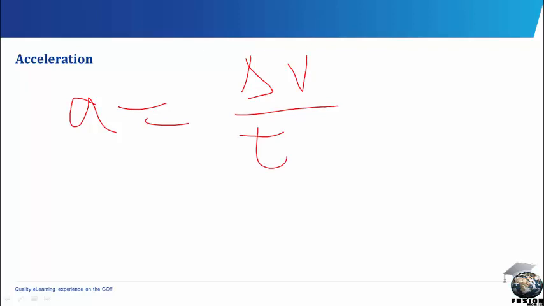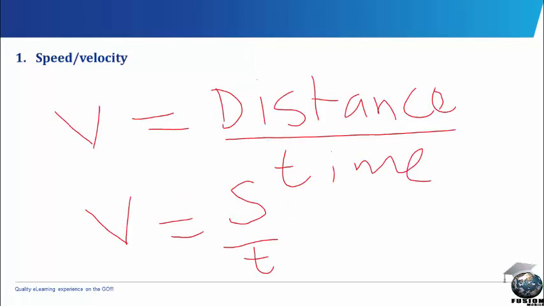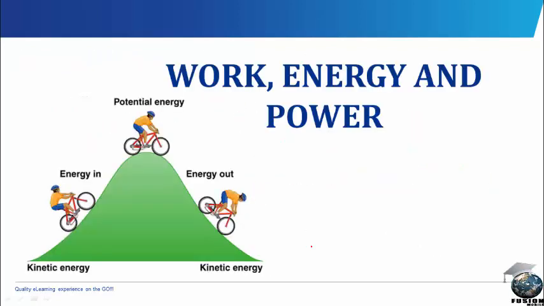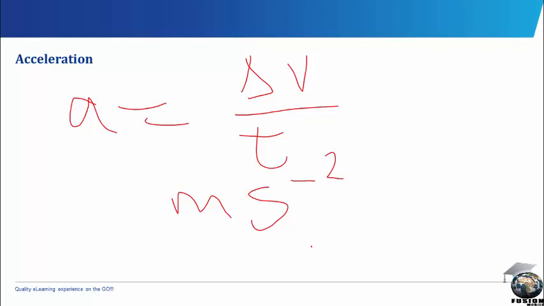And the SI unit of acceleration is meter per second square, while that of velocity is meter per second, while that of distance and displacement is given in meters. So we take it to the point of acceleration, where we'll say that a is equal to delta v over t, and that the unit of acceleration is meter per second square.